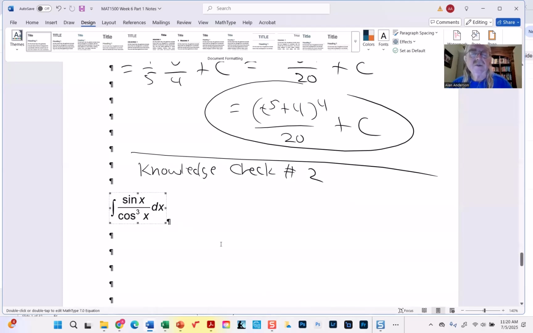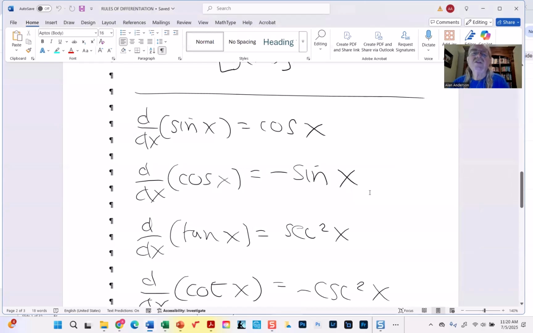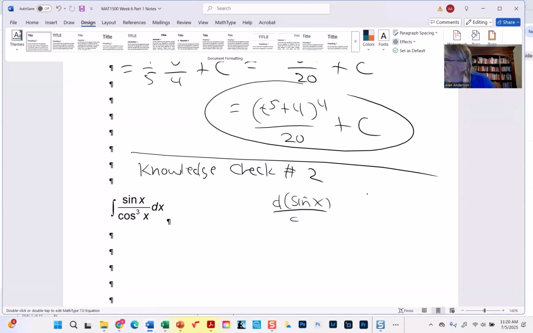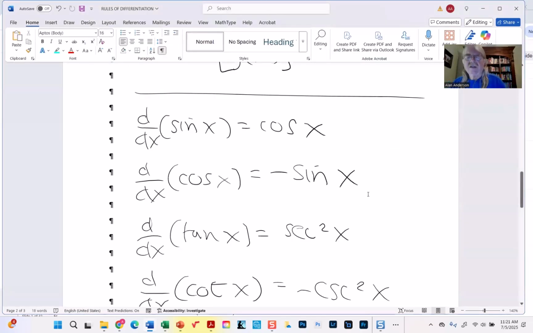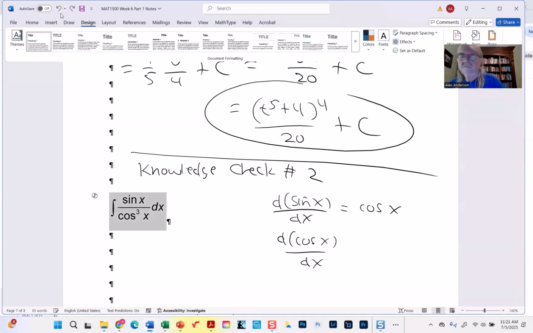Now keep in mind too, I'm going to go back and show you this small chart that I put together for the rules of differentiation. The derivative of the sine is the cosine, and the derivative of the cosine is the negative sine of x. Just keep that in mind while we're working on this.